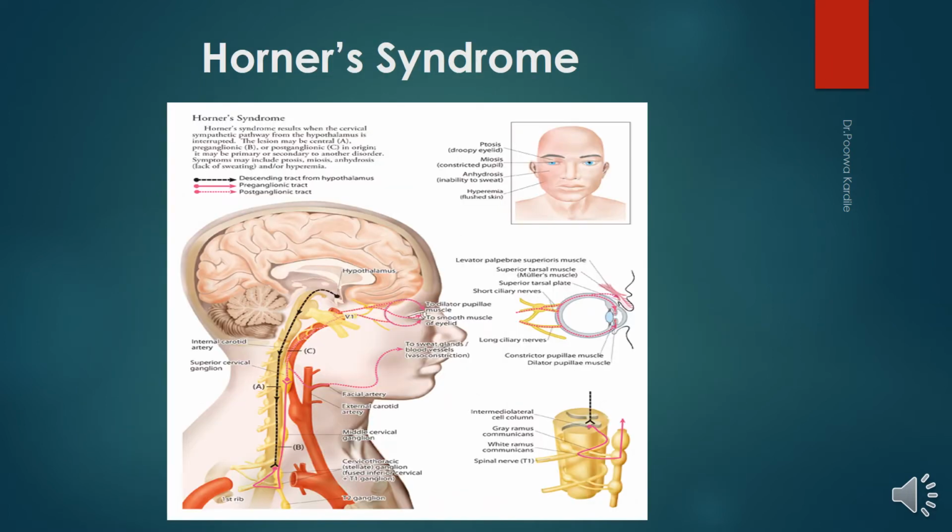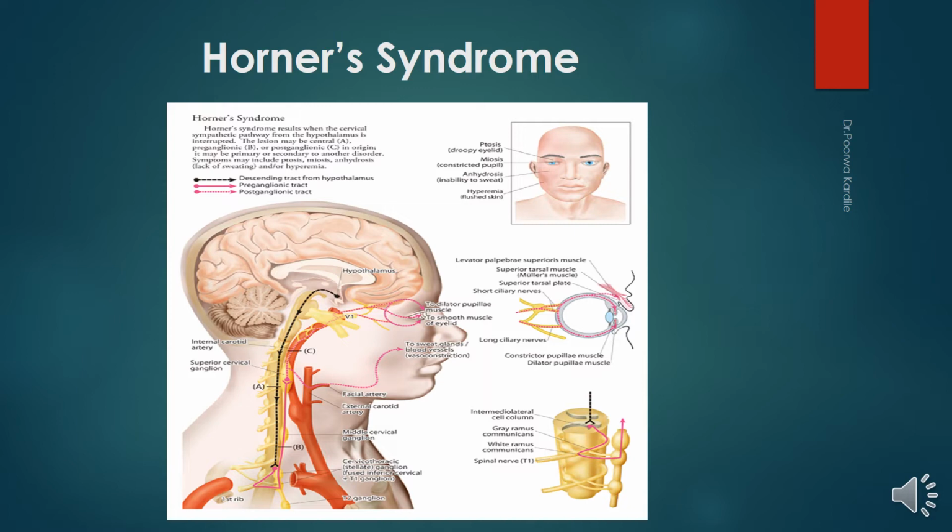This slide is of Horner syndrome. So Horner syndrome is ipsilateral oculosympathetic paralysis due to lesion of the ascending cervical sympathetic ganglion. If we confine ourselves only to the anatomical basis of the signs and symptoms of Horner syndrome, we will see one by one the signs and the anatomical basis for that.